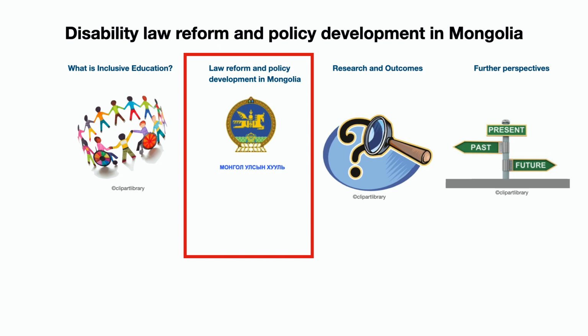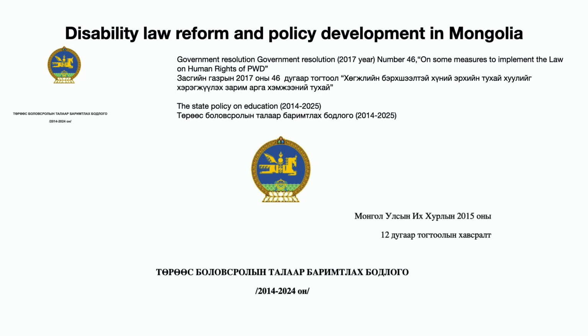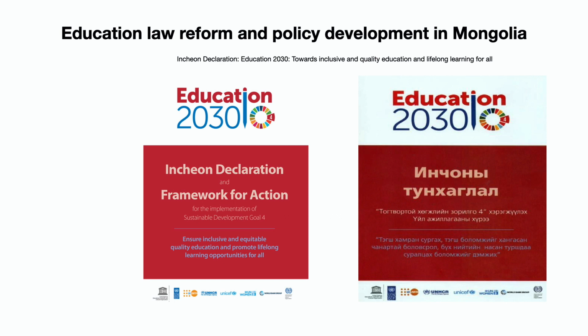Which law reforms and policy developments took place to implement the rights of persons with disabilities in Mongolia? In 2017, the government adopted Resolution number 46 on some measures to implement the law on human rights of persons with disabilities. The state policy on education from 2014 till 2025 develops a forward-looking educational system. The National Programme on Supporting Citizens with Disability Rights, their participation and development from 2018 till 2022 supports the implementation of the regulation. The Mongolian education policy constitutes a commitment to the implementation of Education 2030, the so-called Incheon Declaration and Framework for Action towards Inclusive and Equitable Quality Education and Lifelong Learning for All.